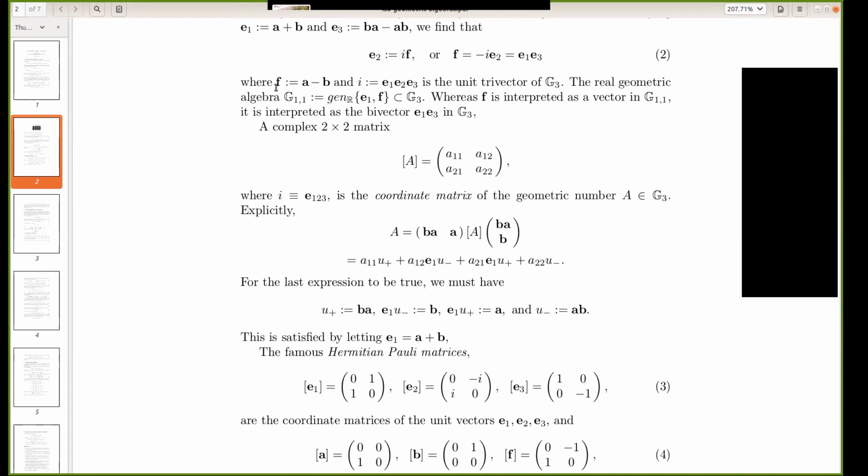Yeah, F is equal to A minus B. So you see that's this matrix here. You see that number 4. Yes. Look at number 4. That's F.